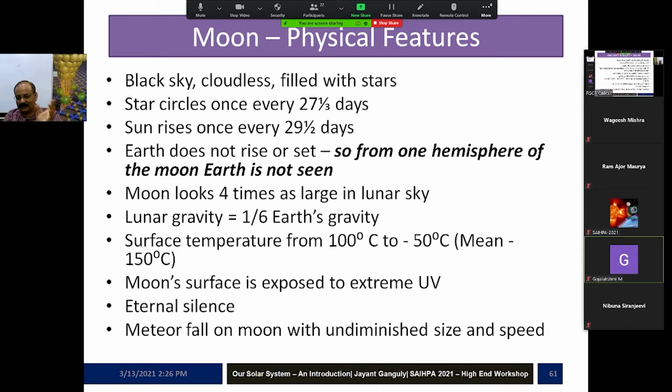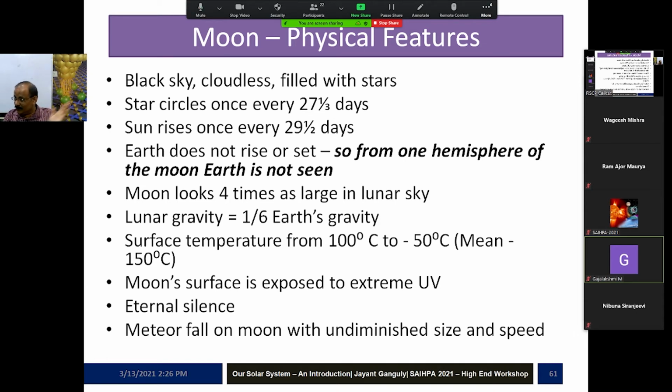Then it star circles at 27 and 1/3 days. From one point there is no Earth rise, as we can see moon rise from Earth. If you go, due to its synchronous orbit, why it is synchronous we will try to discuss, due to its synchronous orbit, there is no Earth rise and no Earth set, and from each location we see the Earth only at a particular height. And its gravity is low. This is a common phenomenon.